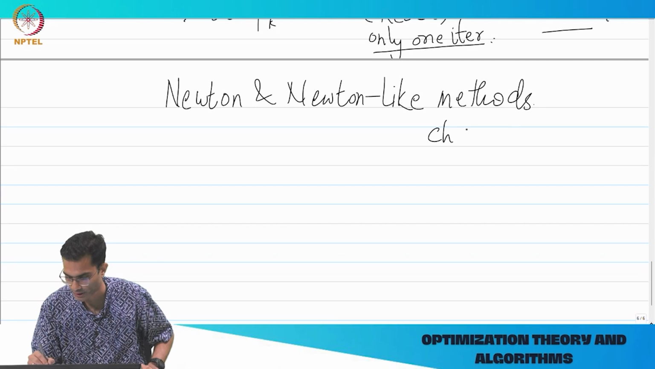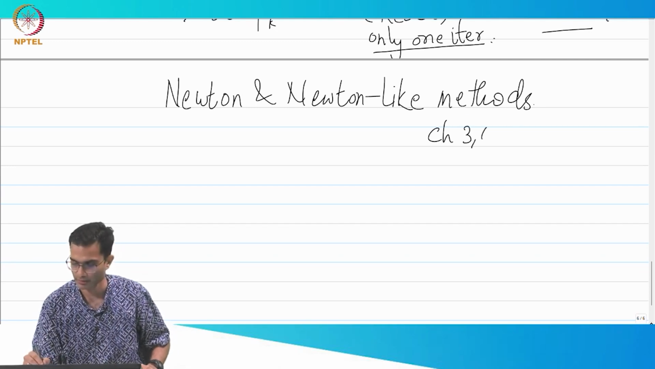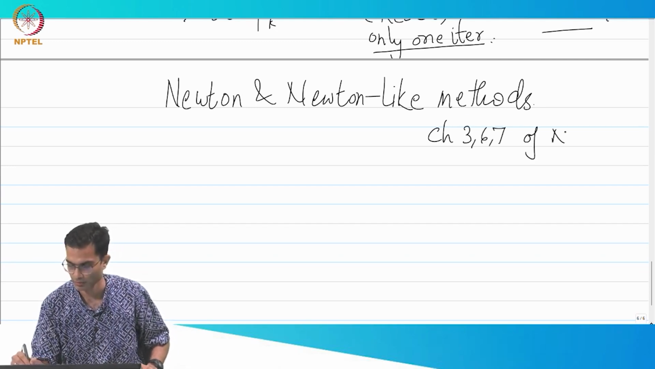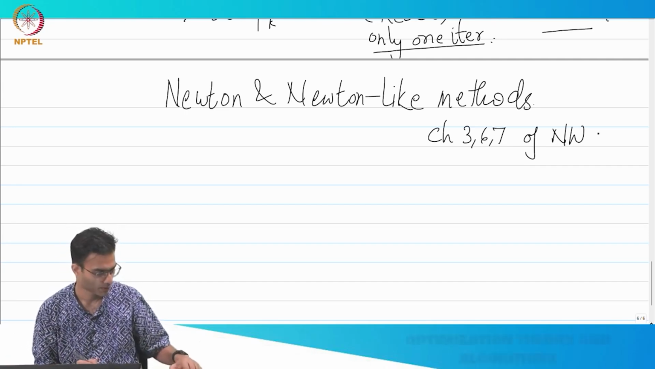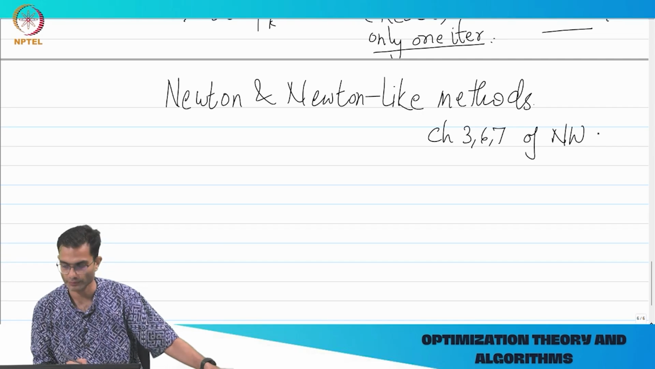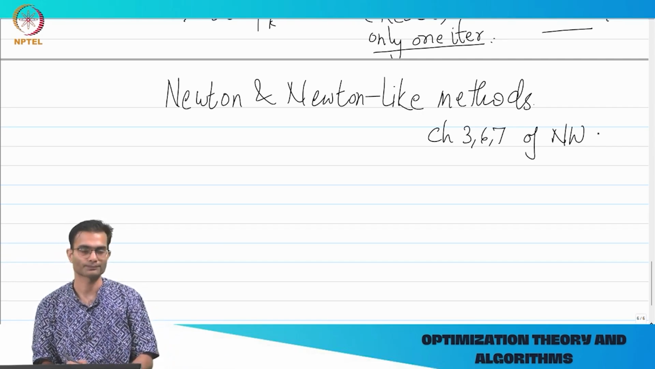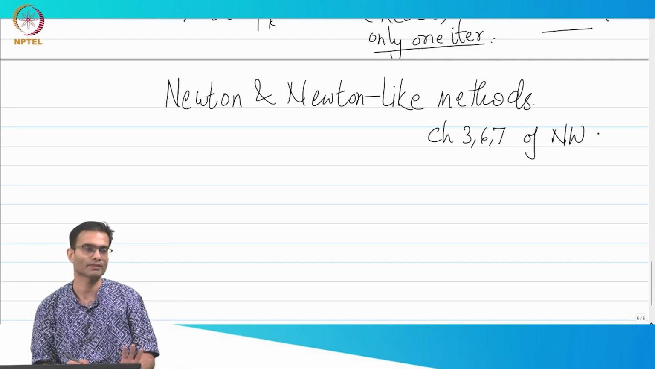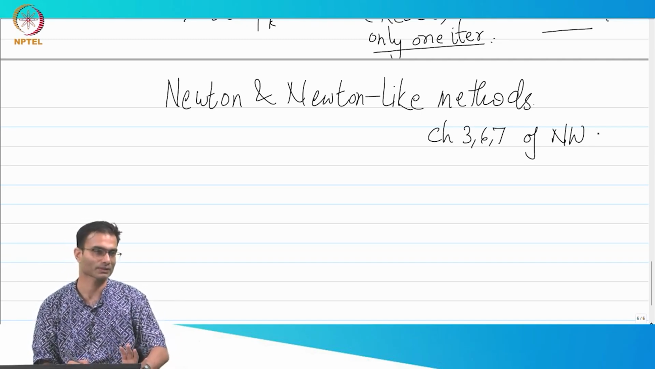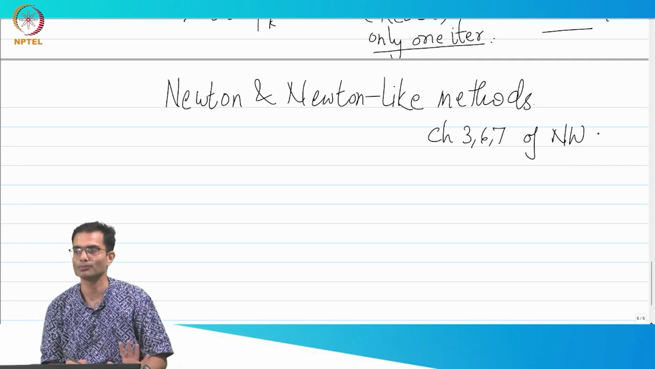Those of you reading the book, this is roughly chapters 3, 6 and 7 of Nocedal and Wright. We've already discussed the Newton direction when we started with line search methods, so everyone kind of knows the motivation.